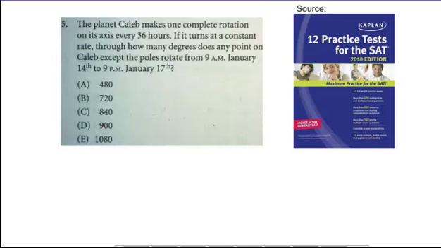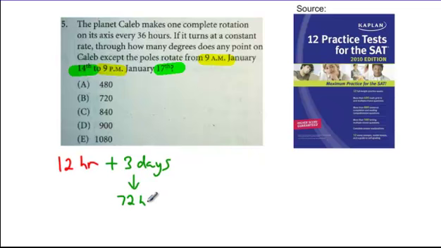One thing about this problem is that the starting value is not given to us outright. First, we're going from 9 a.m. to 9 p.m. on the 14th, which is 12 hours. And then we're going from 9 p.m. on the 14th to 9 p.m. on the 17th, which is 3 full days, or 24 times 3, which is 72 hours. So altogether, the amount of time we're starting with is 12 hours plus 72 hours, which adds up to 84 hours. Now we have our starting value.